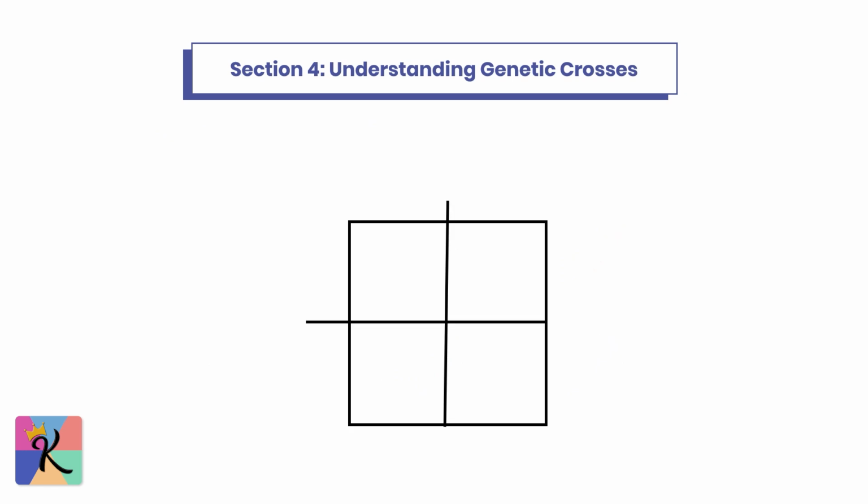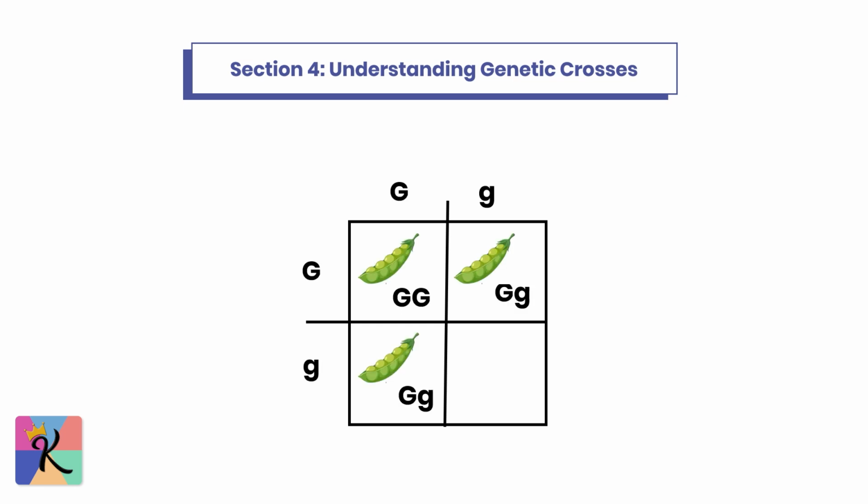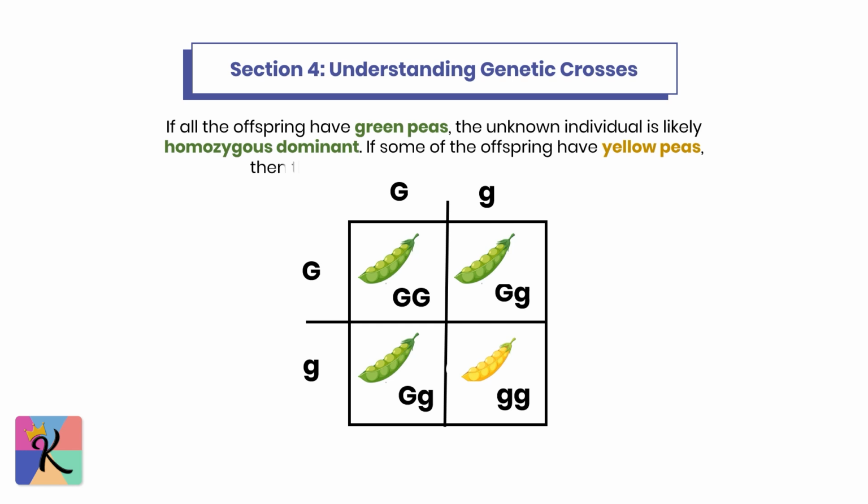Next, we can perform a test cross to determine whether an individual showing the dominant phenotype, in this case, green peas, is homozygous dominant or heterozygous. We cross this individual with a homozygous recessive individual, gg. If all the offspring have green peas, the unknown individual is likely homozygous dominant. If some of the offspring have yellow peas, then the unknown individual is heterozygous.